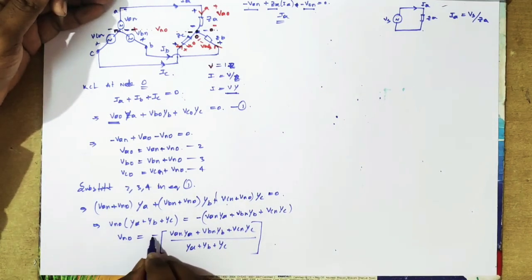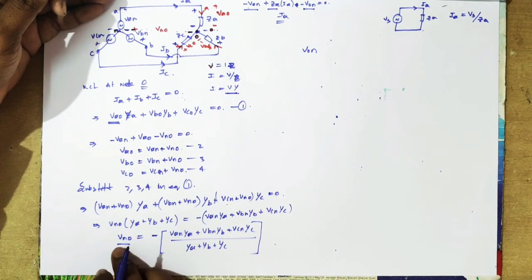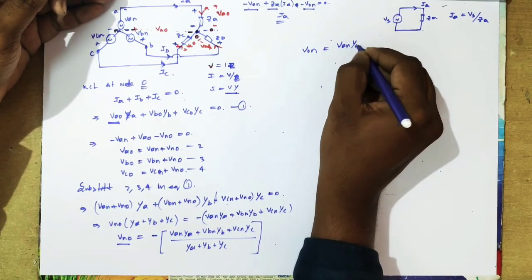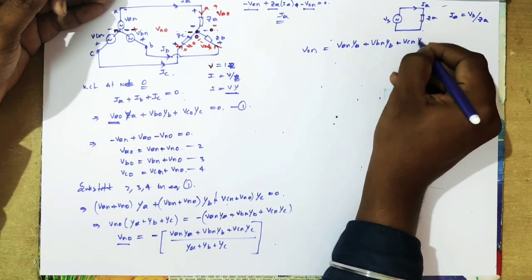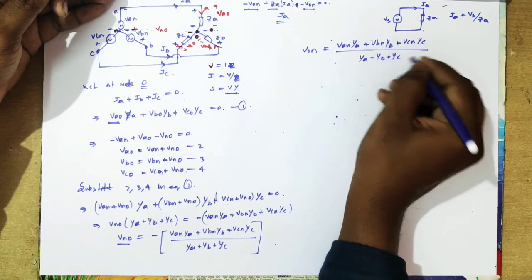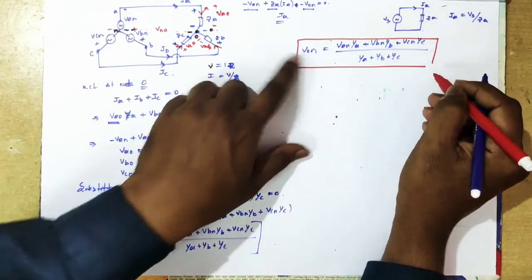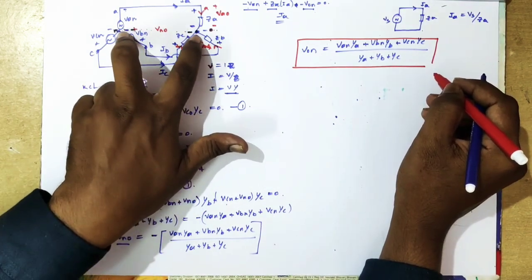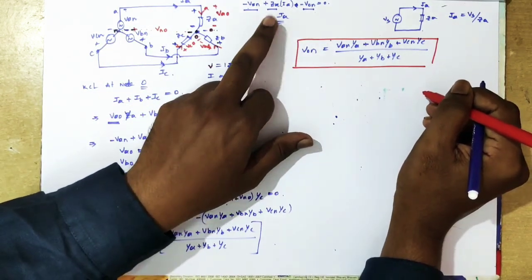And in case, so this will go negative, right? So therefore V_O naught, instead of N naught we can keep V_ON equal to (V_AN Y_A + V_BN Y_B + V_CN Y_C) / (Y_A + Y_B + Y_C). Okay, this is the expression to find the voltage across the supply neutral and load neutral. If you know this voltage, then you can find current I_A. This is the main idea of this.